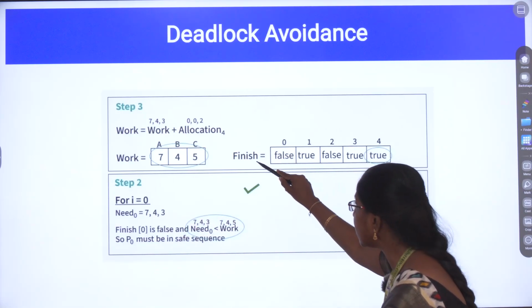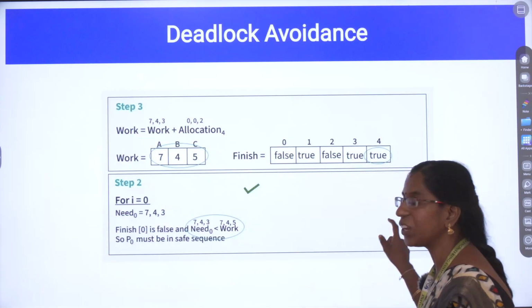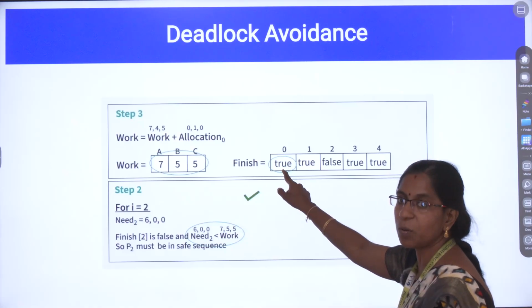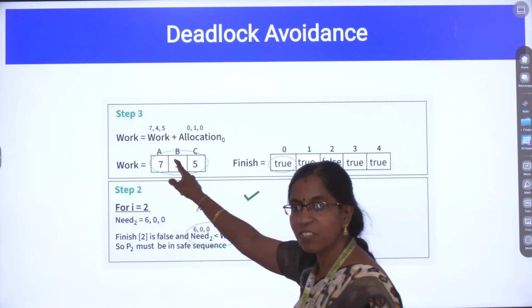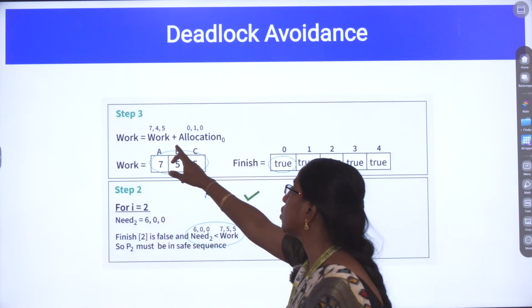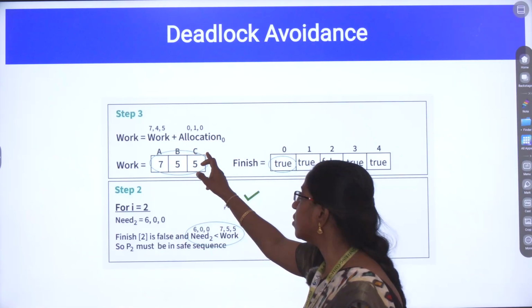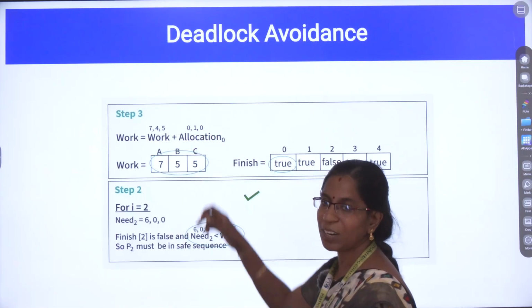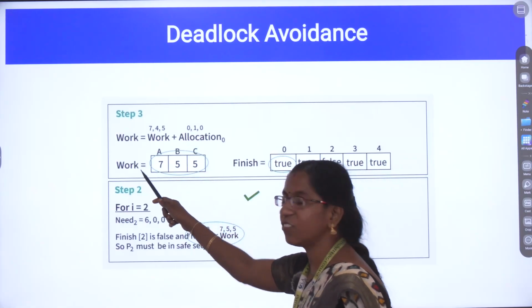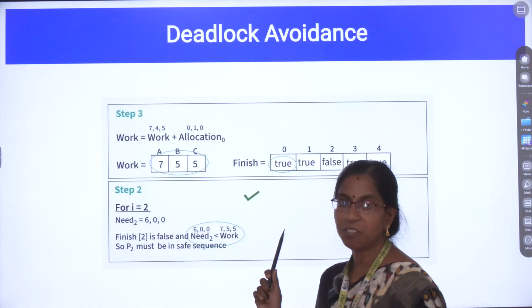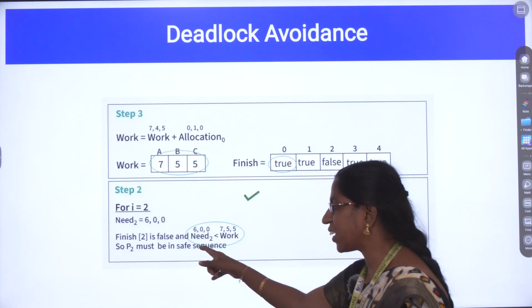So we change finish of 0 to true in the next step. Finish of 0 is true and our work value should be changed. So work plus allocation of 0. Allocation 0 value is 01. Both are added and we get a new updated work value of 755. So we are moving to the next iteration.